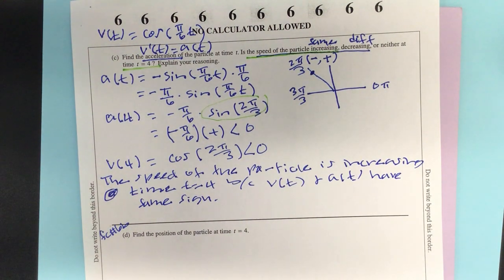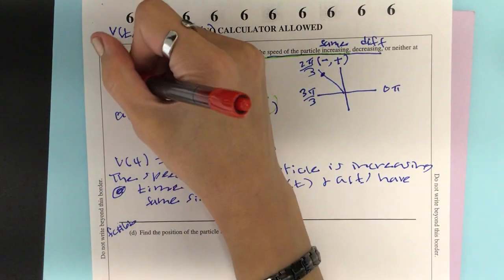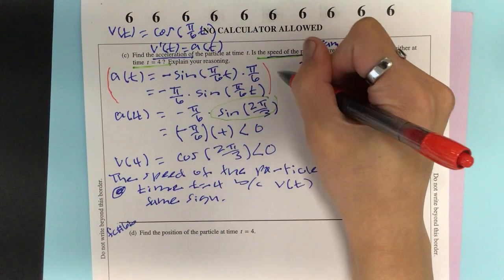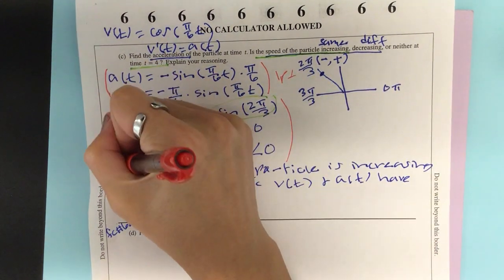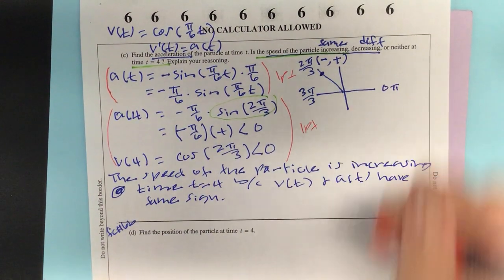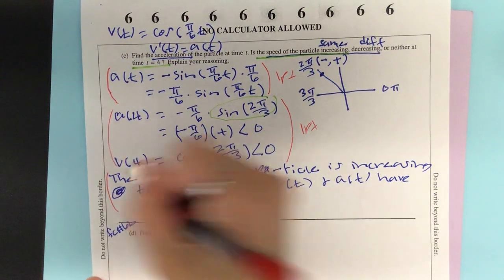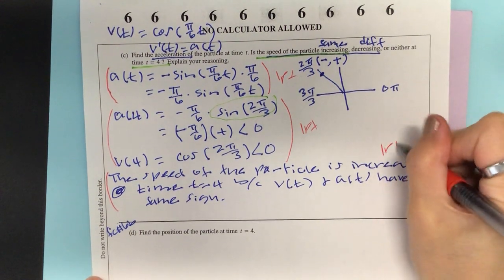Now there's 3 points embedded on this one. Deriving a of t correctly is 1 point. Plug in the values into a of 4 and v of 4, both at the same time. You can't miss one or the other. And our final with the wording, with the key components, would be 1 point.